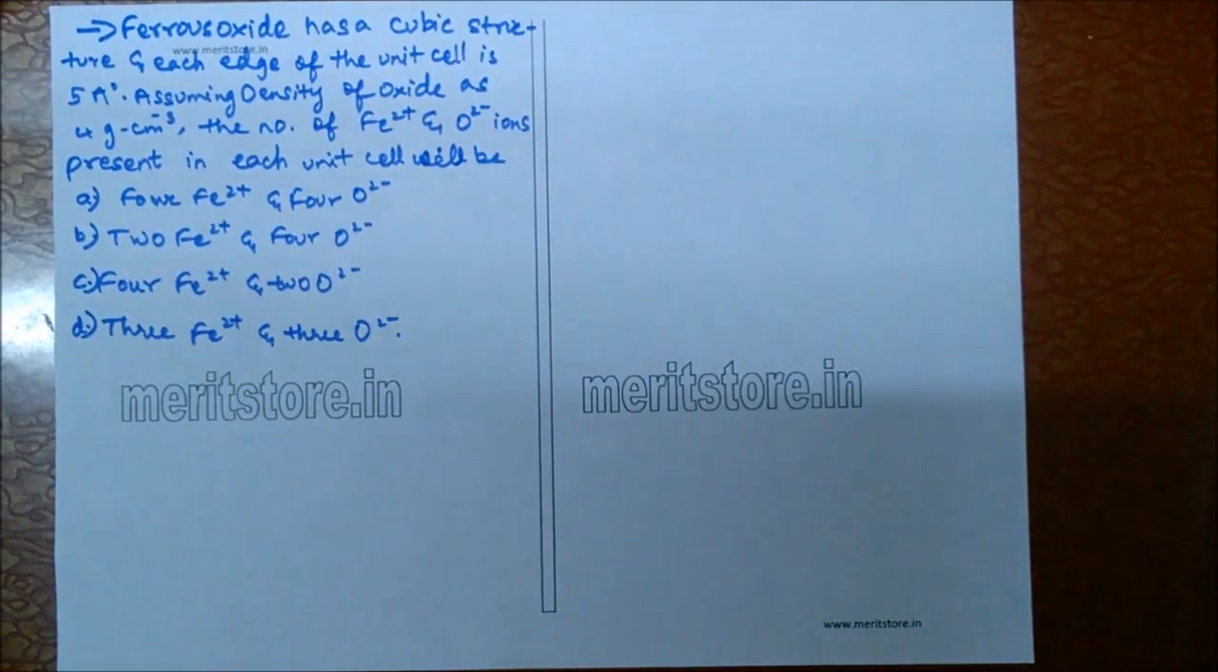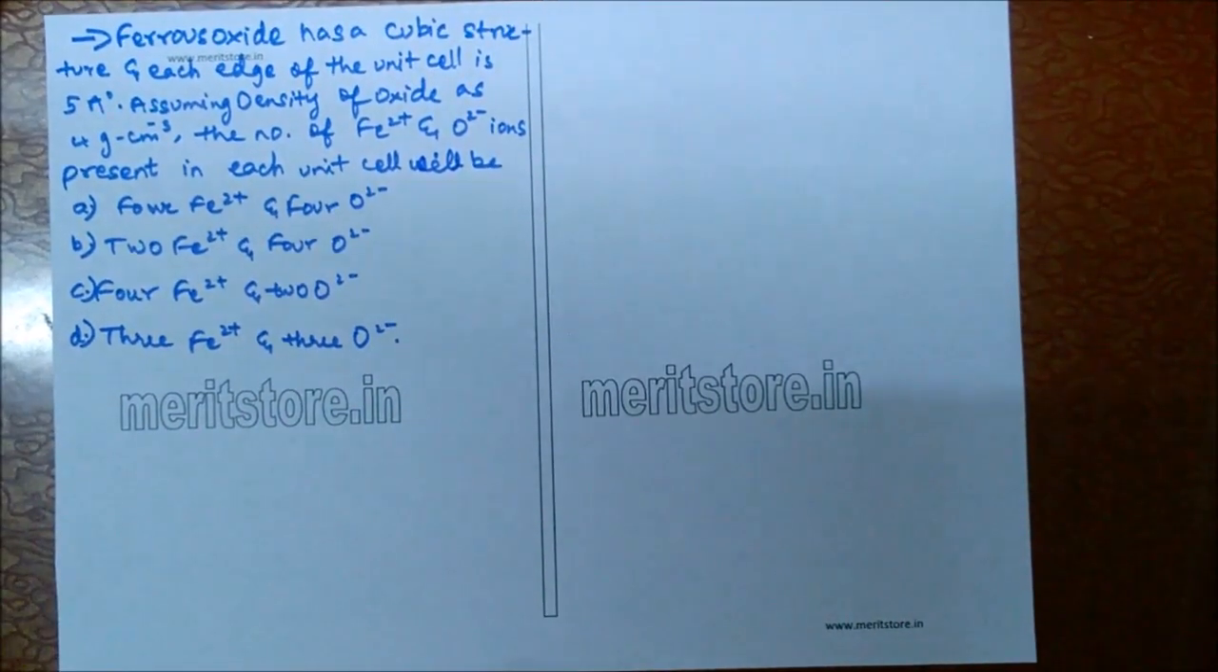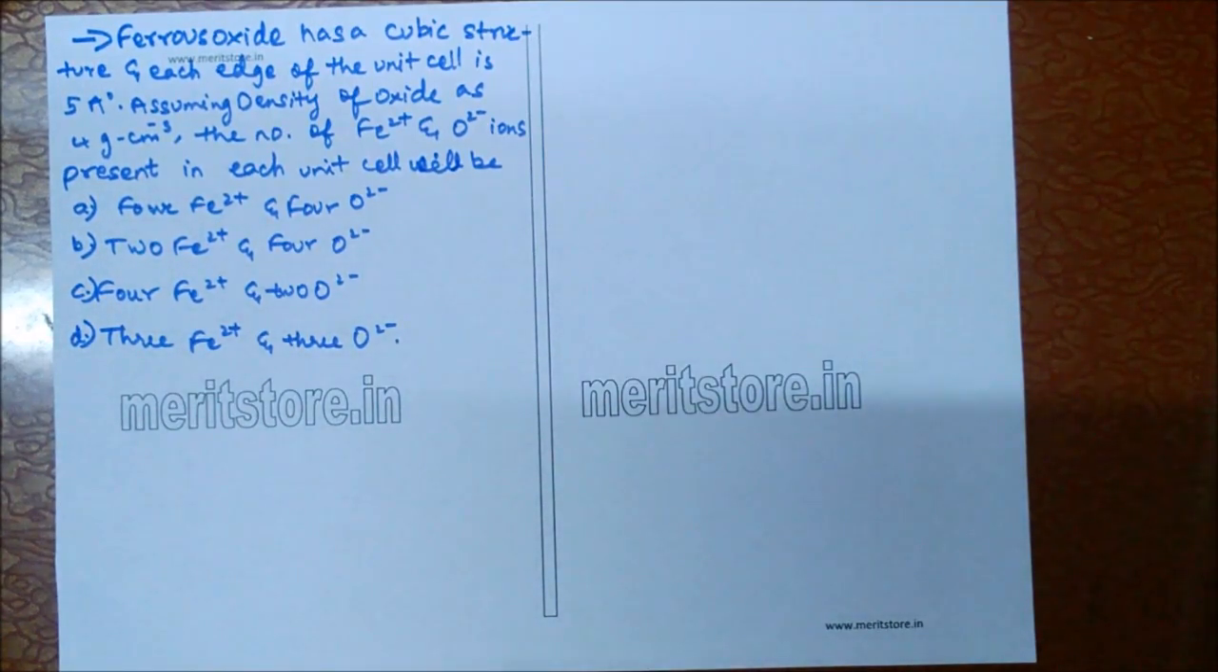Ferrous oxide has a cubic structure and each edge of the unit cell is 5 angstrom. Assuming the density of the oxide as 4 gram per centimeter cube, the number of ferrous and oxide ions present in each unit cell will be: A, 4 ferrous and 4 oxide; B, 2 ferrous and 4 oxide; C, 4 ferrous and 2 oxide; D, 3 ferrous and 3 oxide atoms.